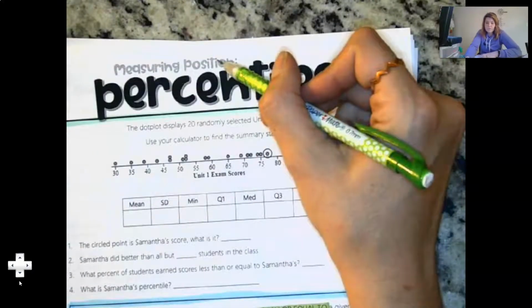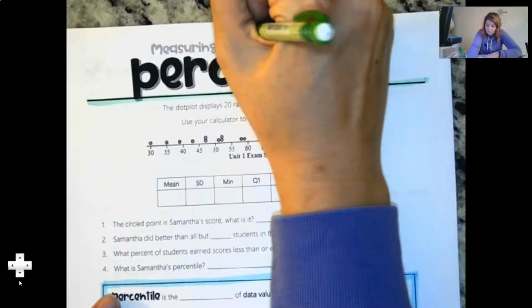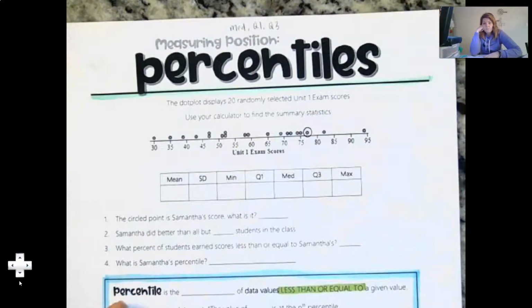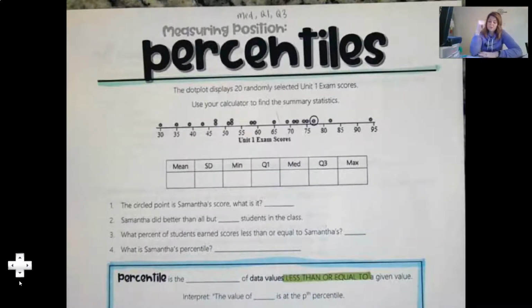So, percentiles are a way of measuring position, and we have talked about measuring position before. We have talked about median, Q1, and Q3. So we are familiar with this idea of position because we've used it in the previous unit. Percentiles is another way of measuring position. It allows us to measure the position of a given observation. So let's learn what this is with this dot plot below.